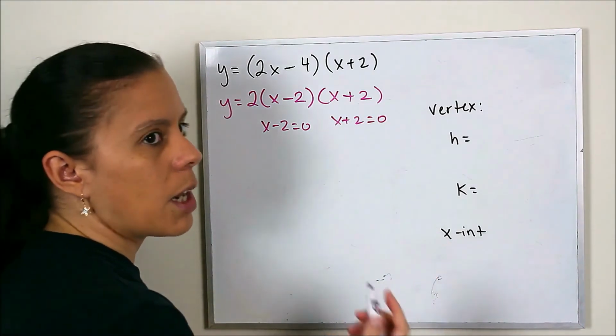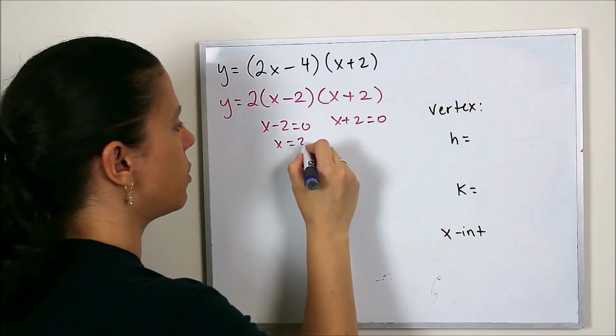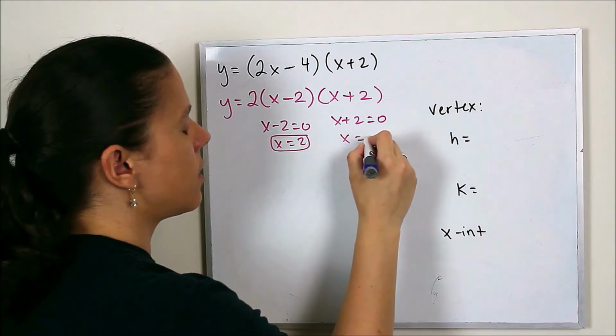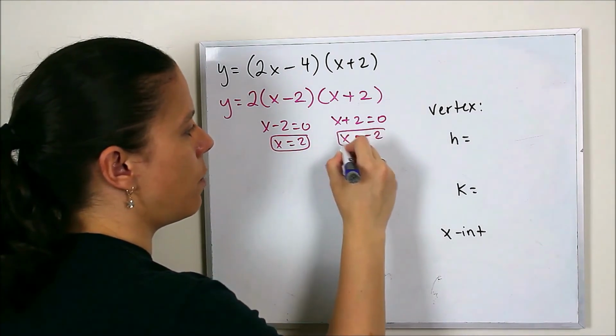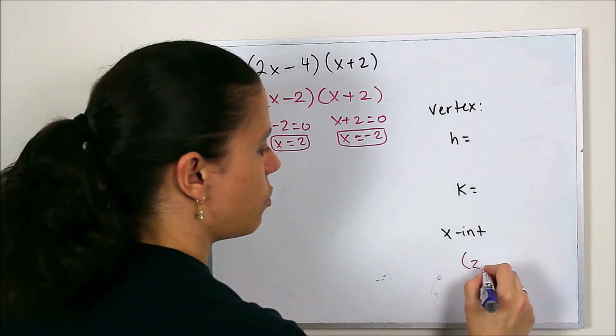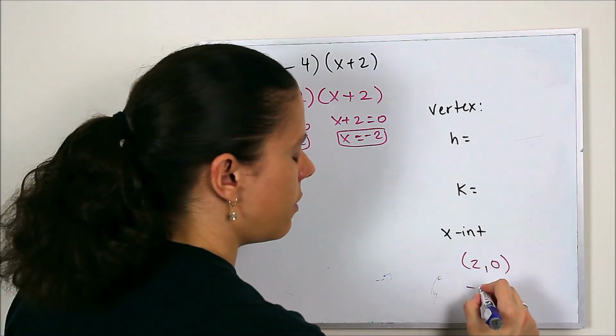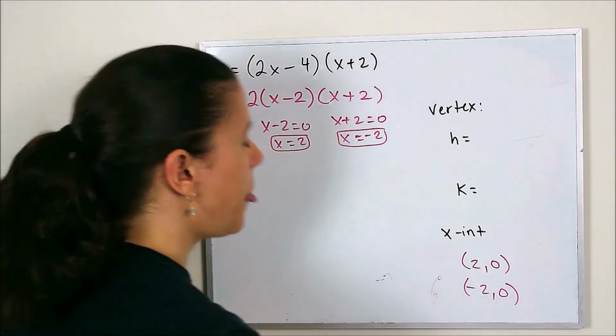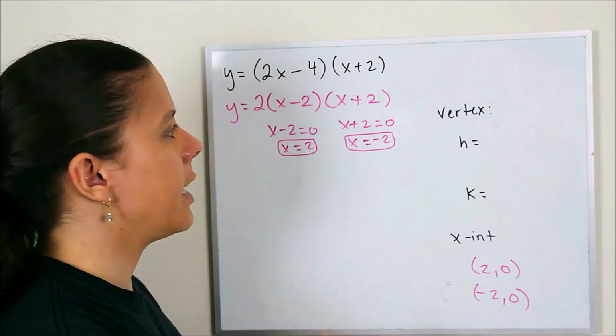We know that that's going to be our x-intercept, so x is going to be equal to 2 and x is going to be equal to negative 2. Right? So my x-intercepts are going to be (2, 0) and (-2, 0). So how do I find the vertex?